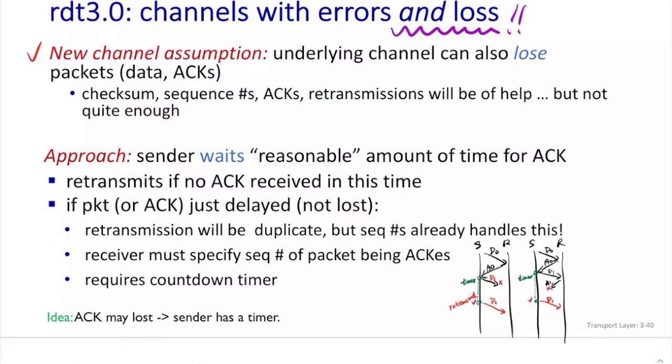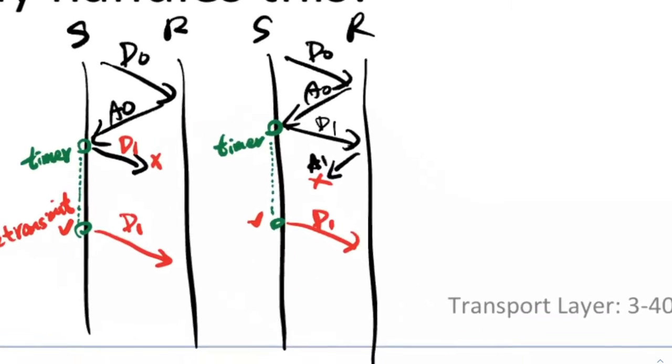So we have a new timer design right here. The sender waits a reasonable amount of time for the ACK. If no ACK is received within this period of time, we do retransmission, right? If the packet or ACK is just delayed, not lost, think about one thing right here.